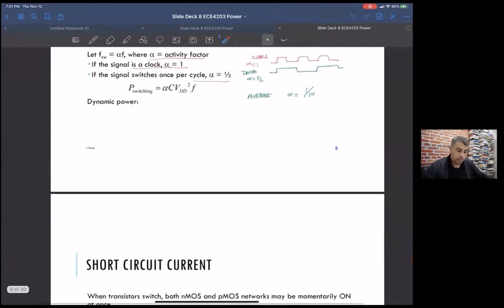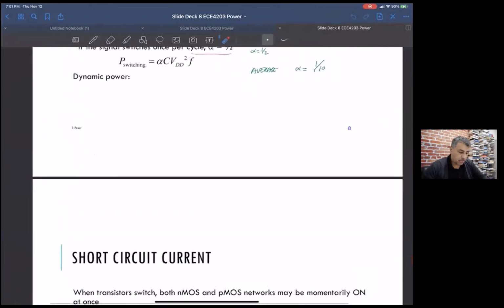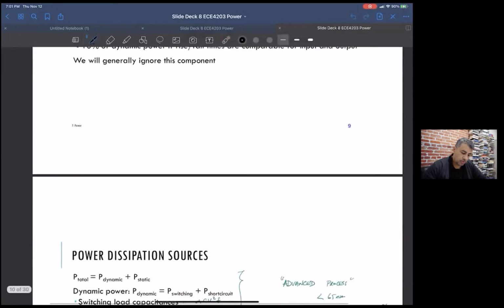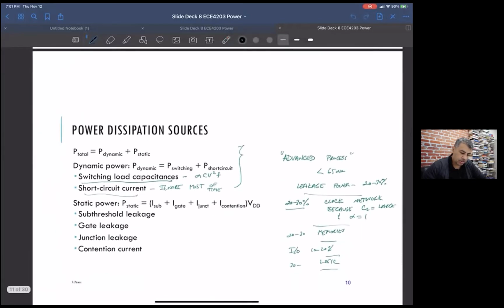Okay, guys, so back to power consumption. Let's see, where were we? So I think the main thing was we had two components for power dissipation. One was dynamic power. That means circuits acting.